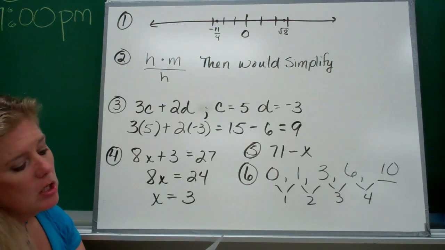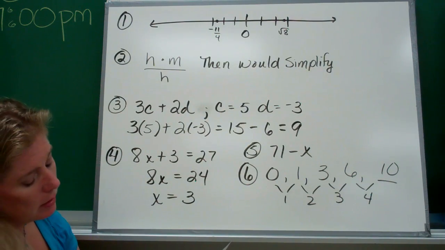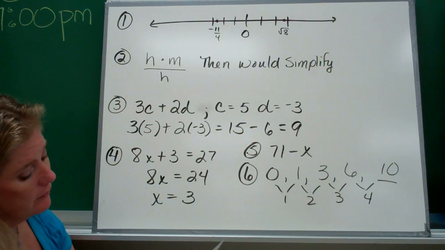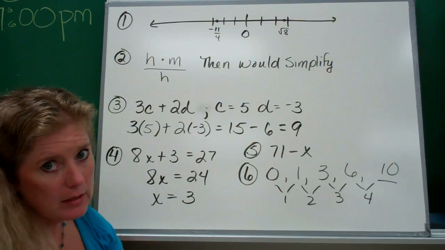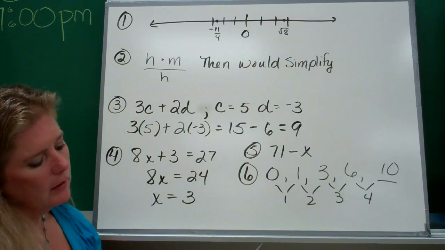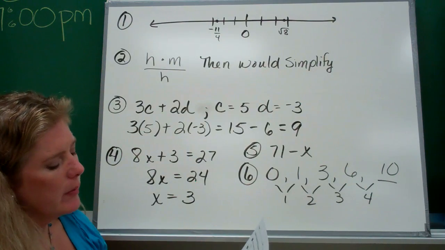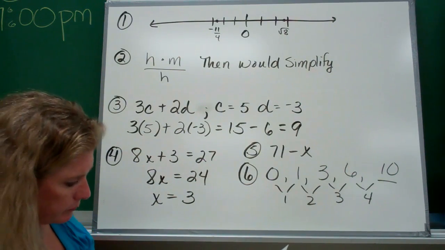Number 5, use an equation to model the sentence. How many raisins are left in a jar after 71 raisins after you have eaten some? And we don't know how many we've eaten, so that's x. So 71 minus x. Number 6, if the pattern continues, how many white triangles would there be?